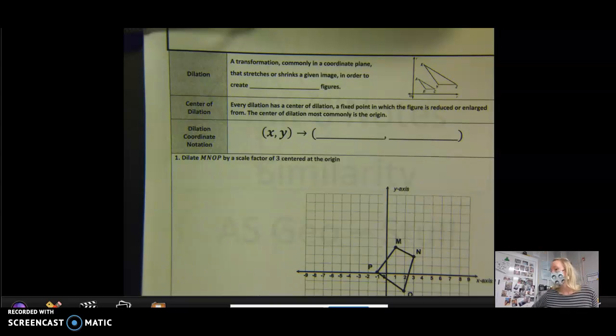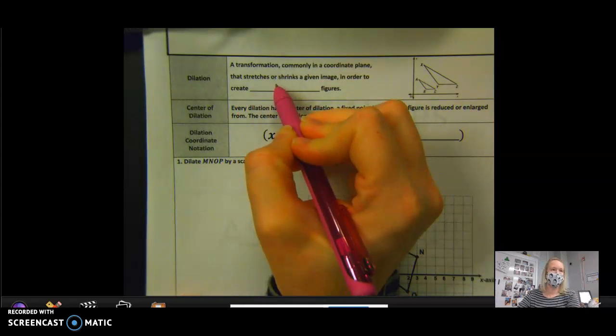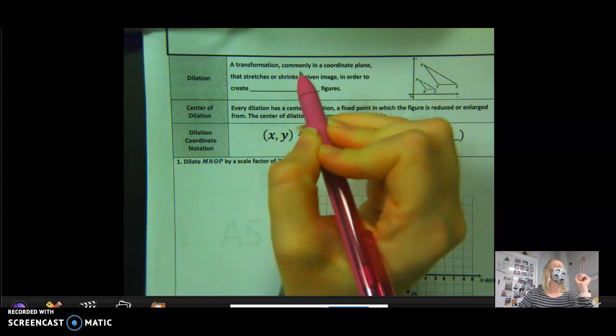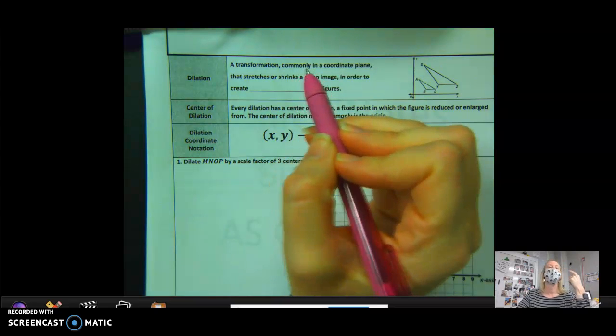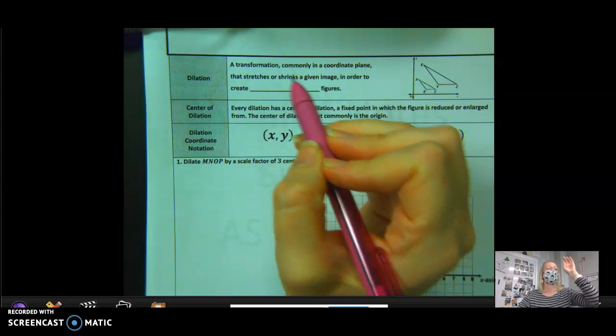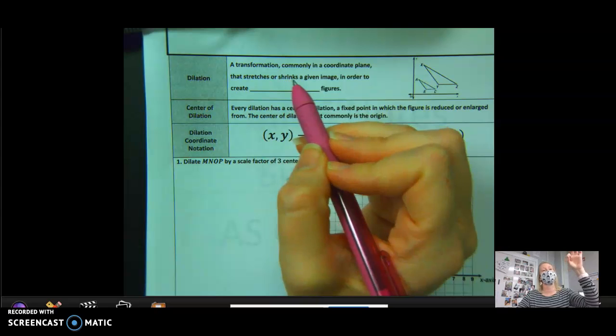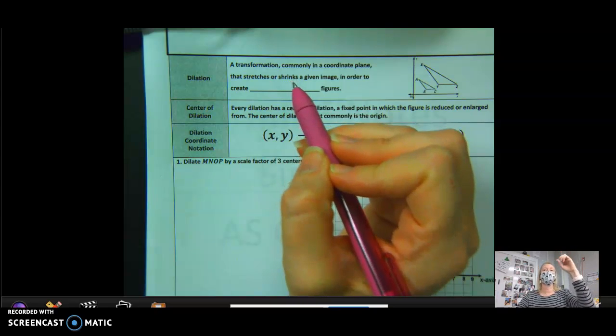6.6 transformation. So a dilation is a transformation commonly in a coordinate plane that stretches or shrinks. So when have you heard dilating before? Your eyes. What happens when they dilate your eyes? Yep, your pupils get bigger, right? So your dilation is getting bigger. A dilation can also get smaller. Okay, so it's getting bigger or smaller.